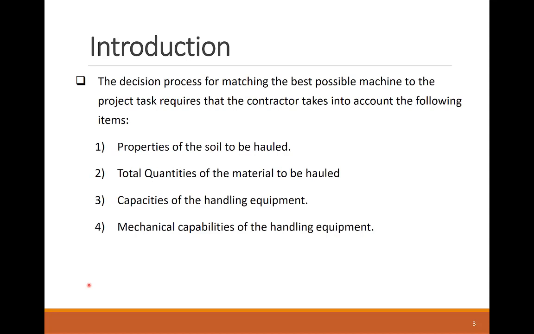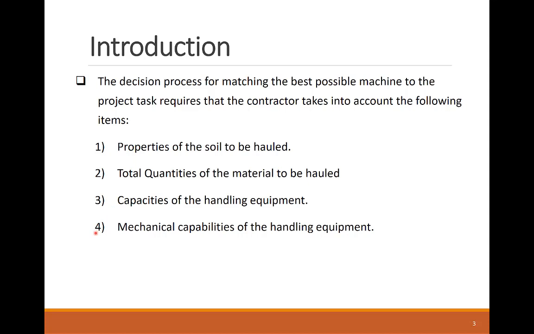To select the appropriate equipment for a haul operation, the contractor needs to consider the shown factors. The soil type and properties can affect the payload of the equipment and even limit the type of equipment that can be used. The total haul quantity and payload or capacity of each equipment determine the number and type of equipment pieces needed in a job to finish within the desired duration.